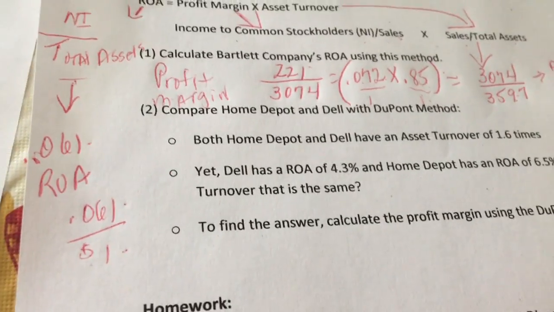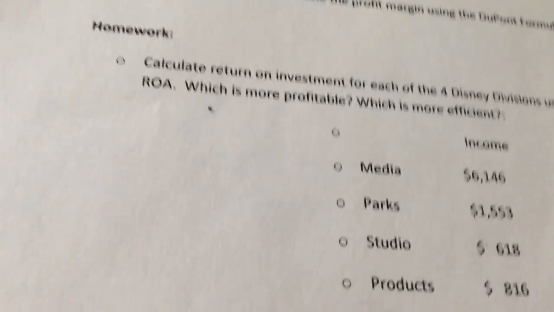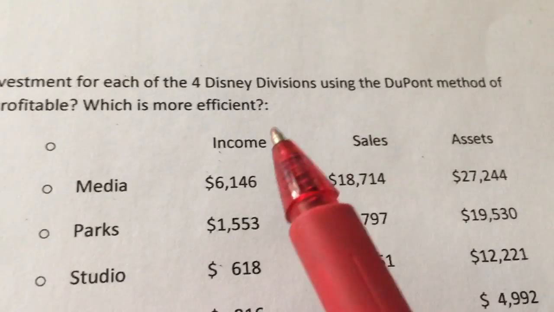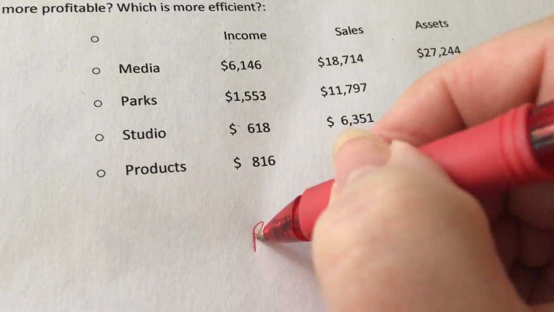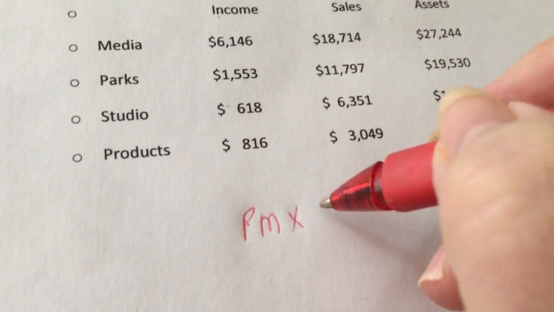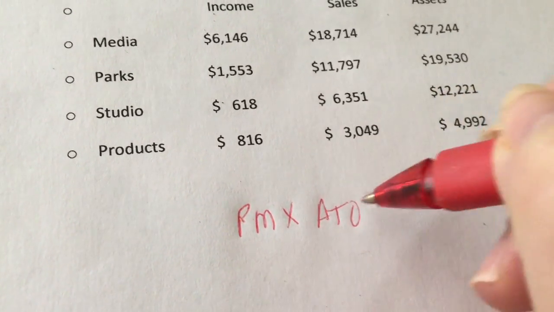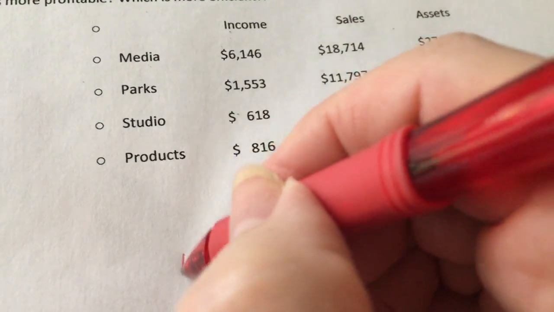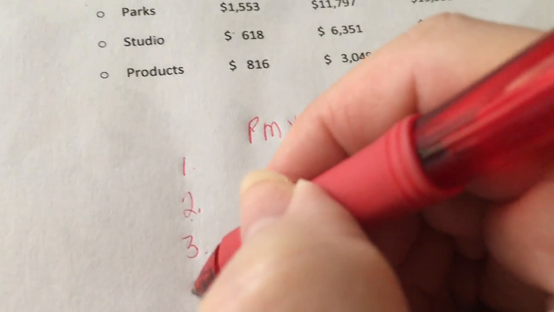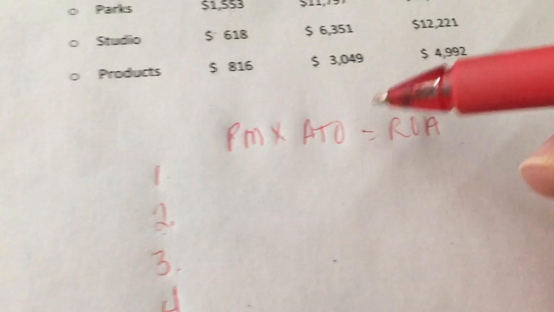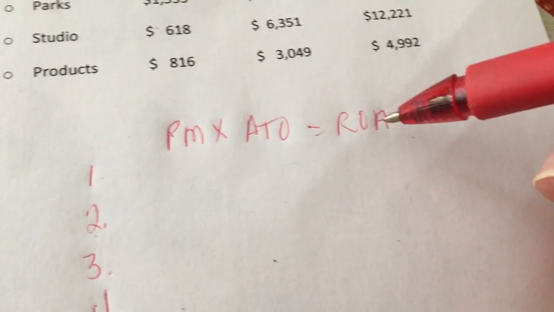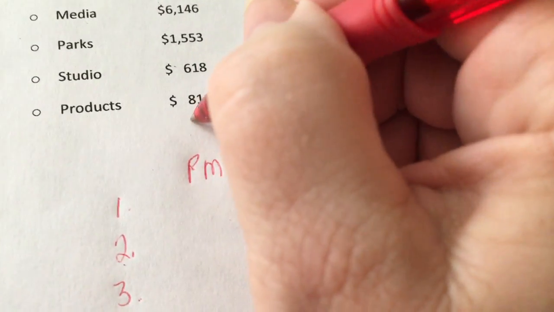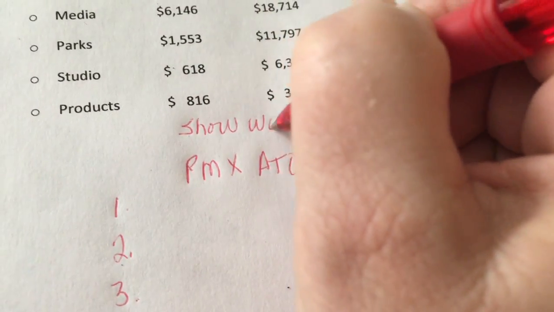Now that was for Bartlett, so that's just doing the straight calculations. When you do your homework, I've given you the numbers already: income, sales, assets. I want you to do the profit margin times the asset turnover, and that's going to give you your return on assets. And I want it for each of these calculations. So for homework, you'll have 4 profit margins, you'll have 4 asset turnovers, and then when you multiply, you'll have 4 return on assets. I want to see your work on this, so show work.